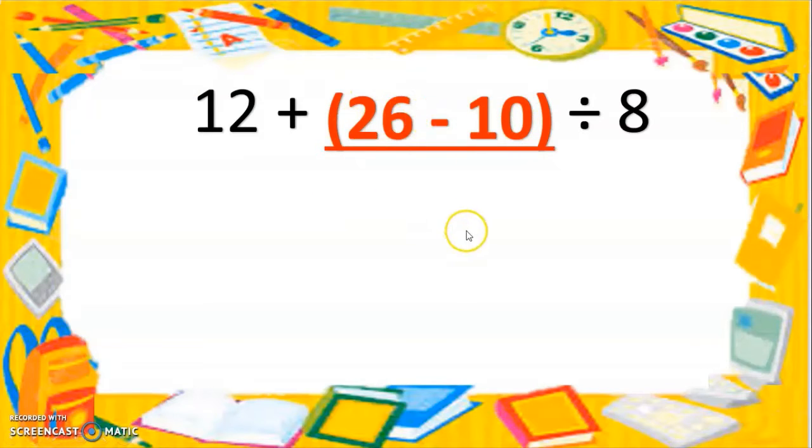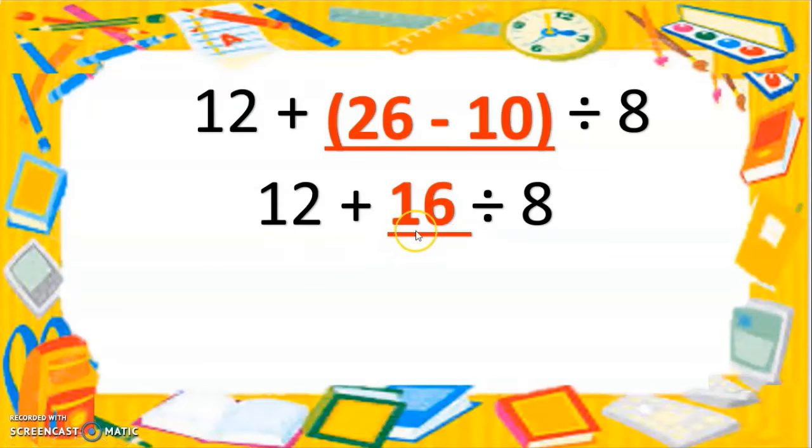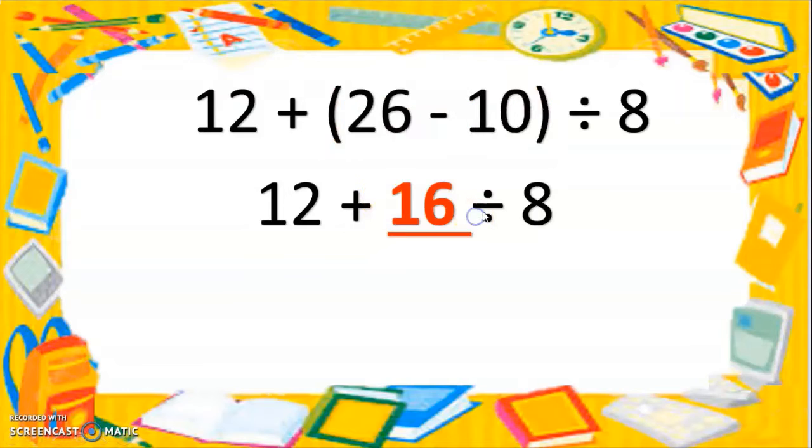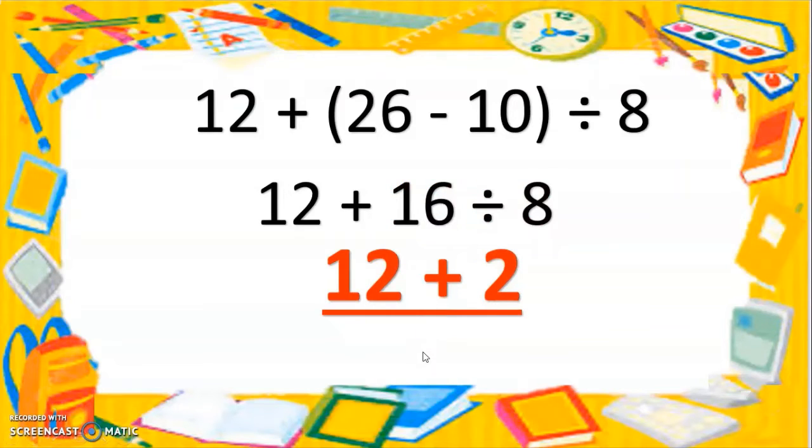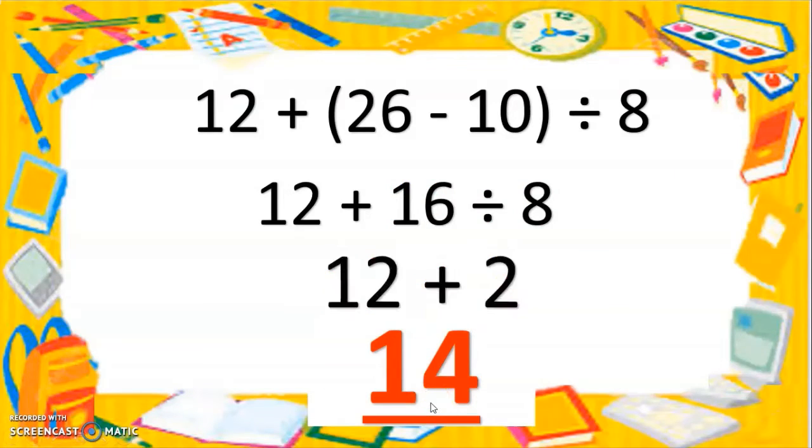26 minus 10 is 16. Then the rest we're just going to copy. What's next? Very good. We're going to divide. 16 divided by 8 is 2. So, the last operation, 12 plus 2, is equal to 14. The final answer is 14.